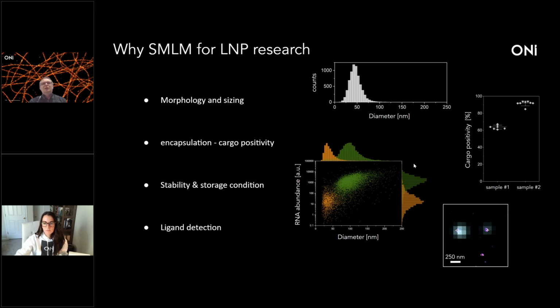And also you don't need too many particles because if you are using our ONI chips, we have a 4-lane chip and the volume of each lane is approximately 5 microliters. So you really don't need a lot of LNPs to perform this assay.